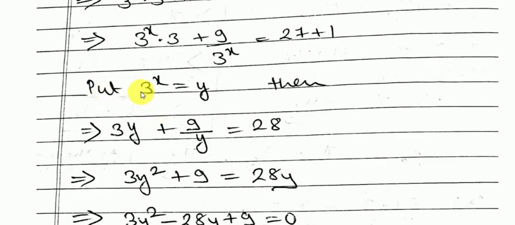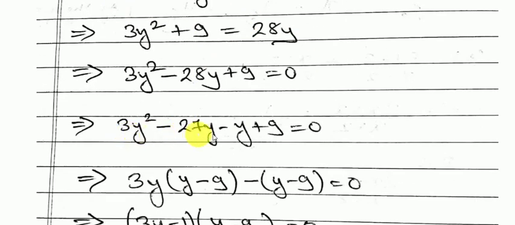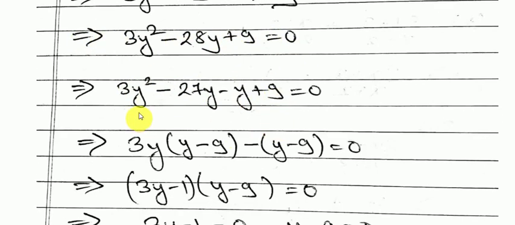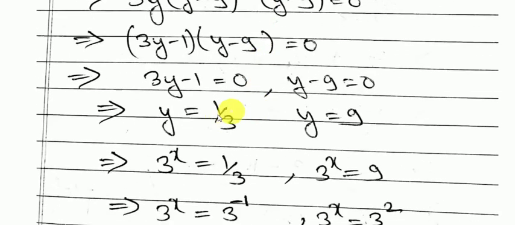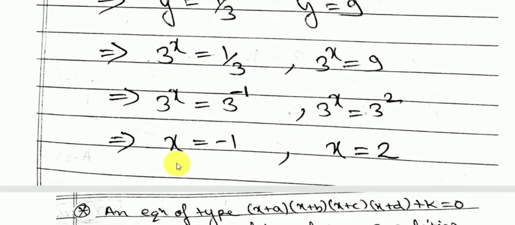Now what we can do is replace this 3 to the power x by y. Then we'll get this. Simplify it, you are getting a quadratic equation. You can do the middle term factorization, and that way you can get the value of y. Now replace that value of y. So you get 3 to the power x equal to 1 by 3 and so on. Solve, you'll get x equal to minus 1 and x equal to 2.